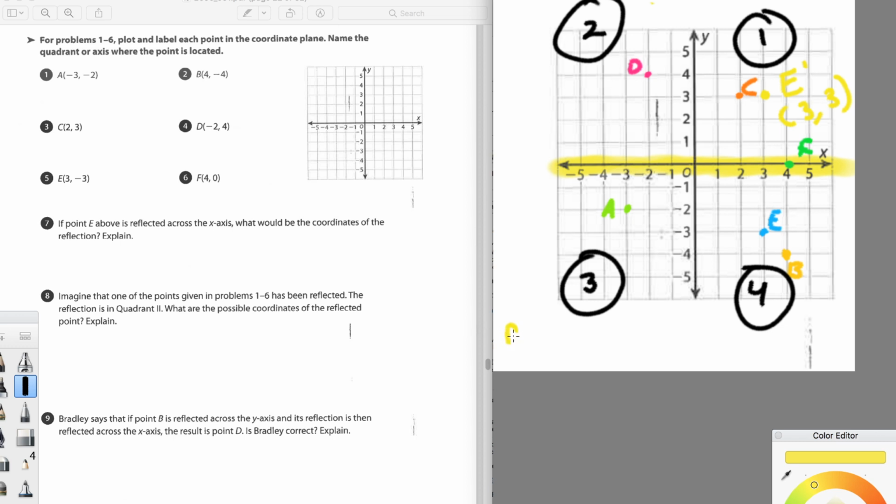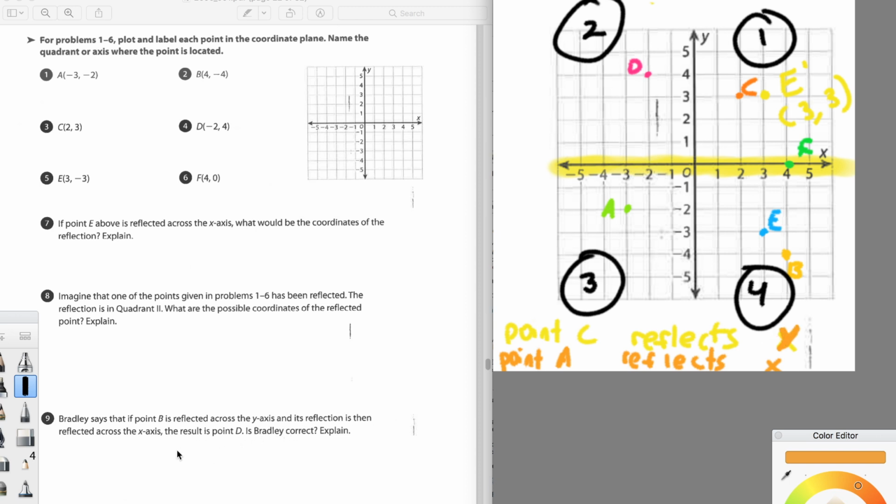But I would say that point C reflects on the x-axis, and I would say that point A reflects on the y-axis. I'm sorry, I got that wrong. The point A reflects on the x-axis. The C would reflect from the y-axis. So this should be y.